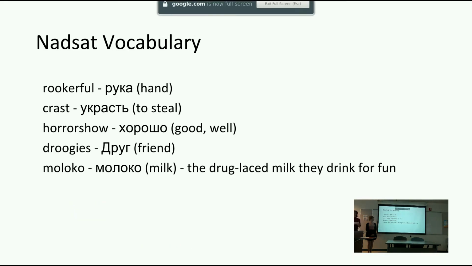Great, right? So it's actually kind of hard to pick a clip from that movie because there's a lot of violence when they're talking in their language. So that was great, though. There was actually teenagers talking to each other, so a little bit more usage. So some of the words you heard there, like a rookerful. Ruka just means hand in Russian, so they took a Russian root word and put an English suffix on it and incorporated it into their vocabulary.